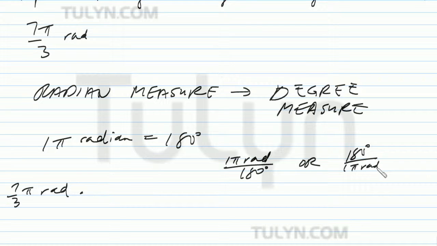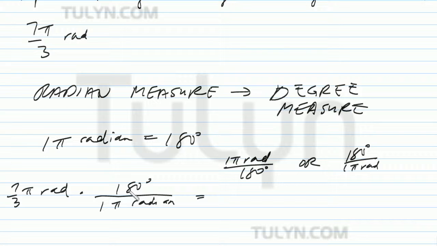Now what you've got to do is look at what you're given. If you're given radians, choose the one that has radians in the denominator. If you're given degrees, multiply by the one with degrees in the denominator. So we're going to use the one that has 1 pi radians on the bottom, which has 180 degrees on top. So go ahead and multiply across.